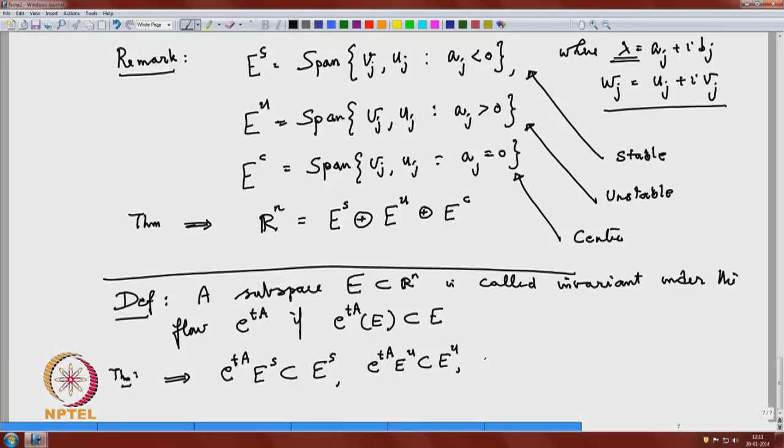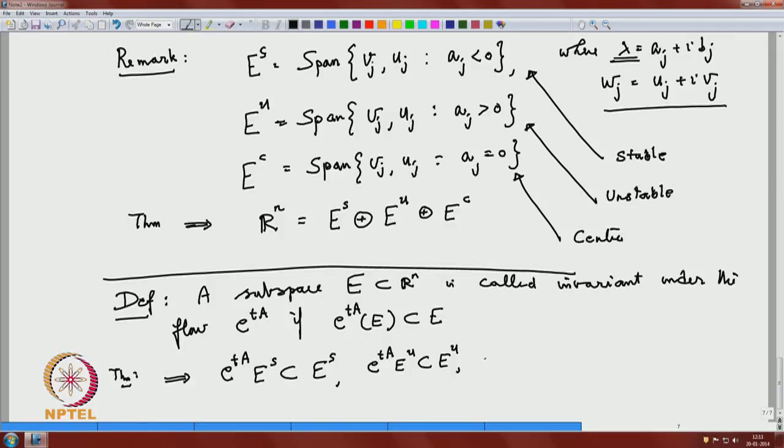In particular, if x naught is in ES, all the real parts of the eigenvalues are negative, and hence it is exponentially stable. So if you start with x naught in ES, e power tA, where A has negative eigenvalues, the trajectory will go to 0. That is an interesting thing. In a more general form, you may learn this as the stable manifold theorem, which we will not do here. Probably we may do it in a module on nonlinear analysis if possible, otherwise we may not cover it. But basically it is the content of the linear system.